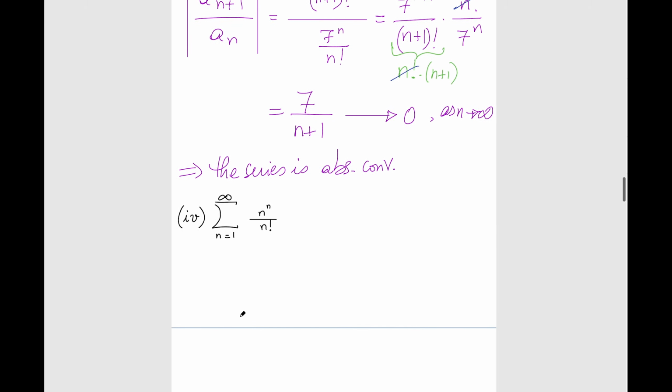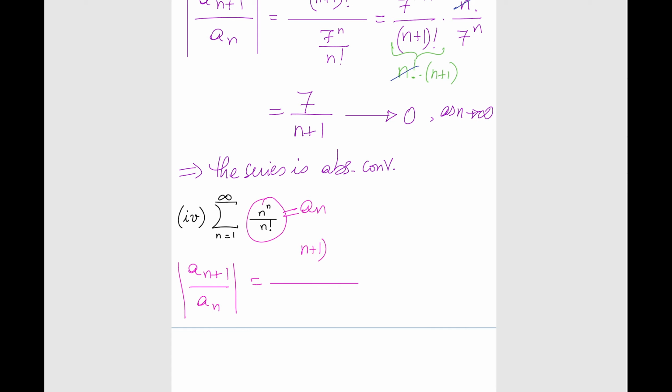Part 4. So in my context now, this is my a_n. This is my a_n, right? If you take the ratio a_{n+1} divided by a_n in absolute value, this is equal to the absolute value of, again, no need for absolute value because everything is positive here. So n^n divided by n factorial is a_n. So if you want to take a look at a_{n+1}, every n is going to be replaced by n+1.